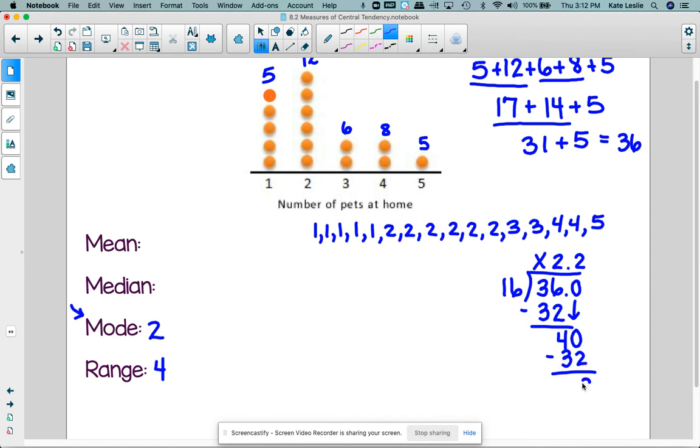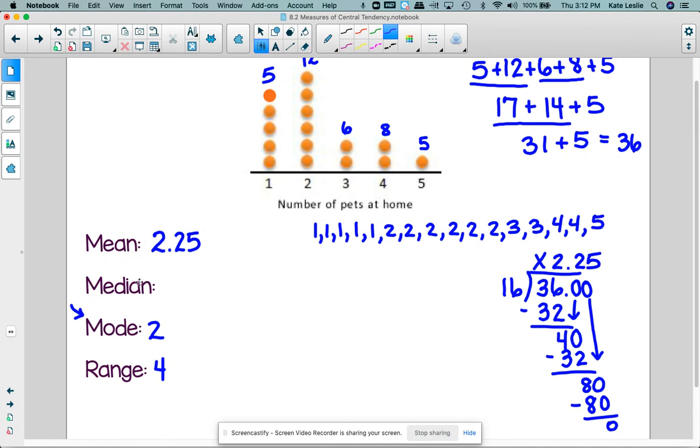40 minus 32 is 8. Add one more 0 and bring it down. I know I'm almost done because 16 times 5 gives me 80. Okay, so with that being said, my mean value is 2.25. Not as clean and easy as I would like, but that's okay.